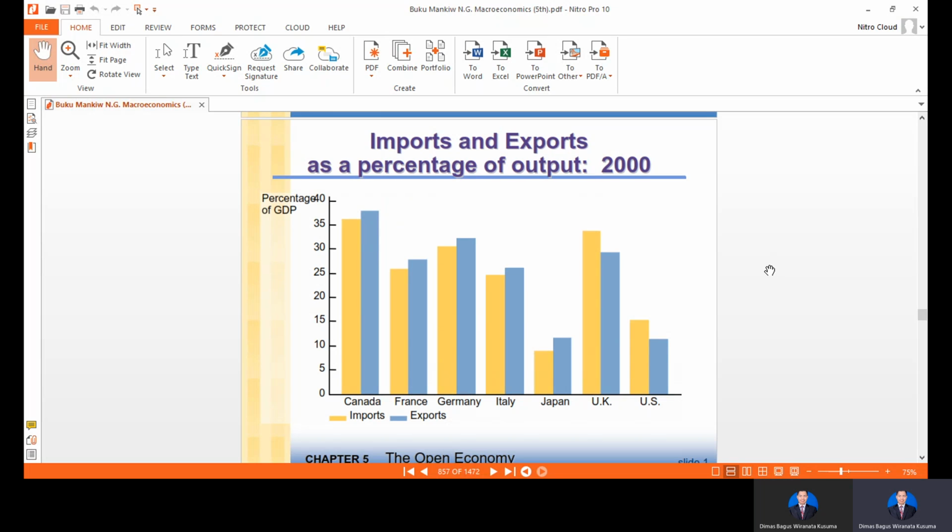And here is the performance of some selected countries in terms of import and export as a percentage of output in 2000. You see that some of the European countries in these cases have an active and quite significant percentage of GDP in terms of international trade.